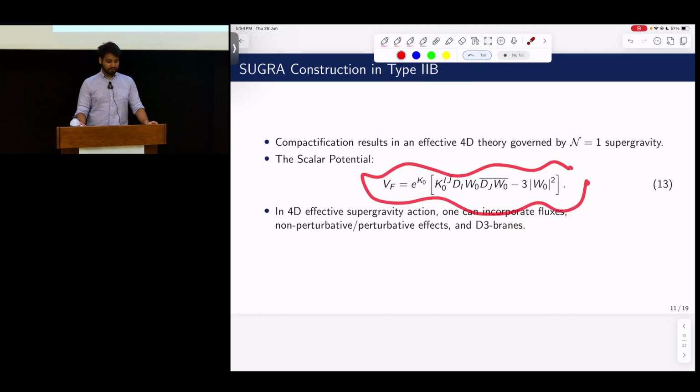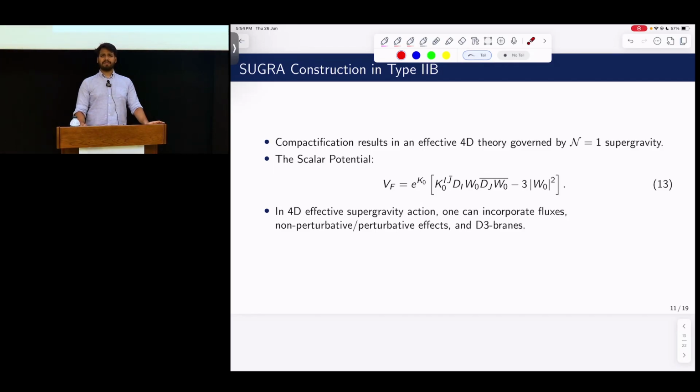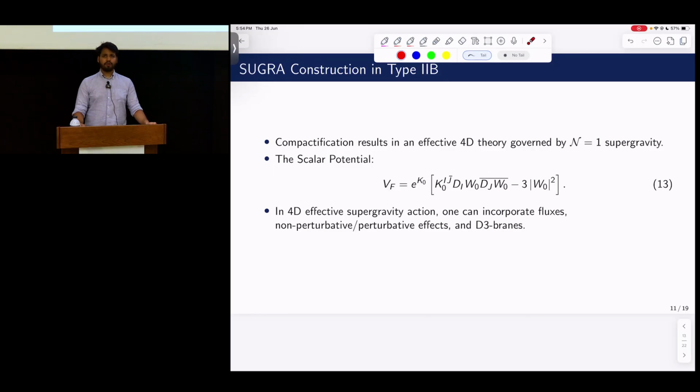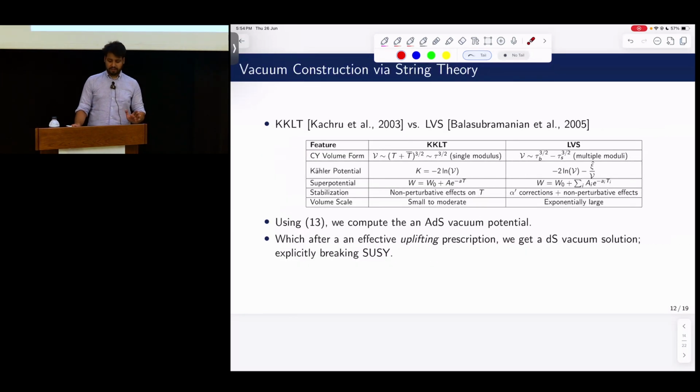So in four-dimensional effective supergravity, you can incorporate fluxes, non-perturbative effects, and perturbative effects, effectively alpha prime corrections, alpha prime cube corrections, string loop corrections, and incorporate objects like branes and whatnot to get what you want. Those are the tools that are going to feed into your Kähler potential and superpotential effectively. Now, I'm going to go through this as best as I can.